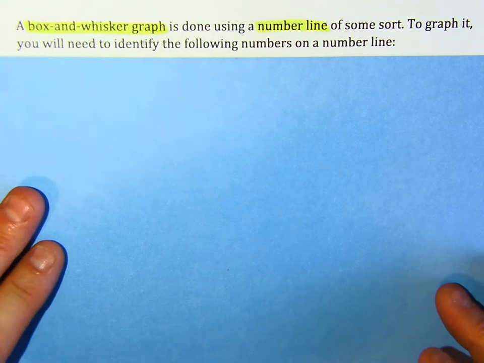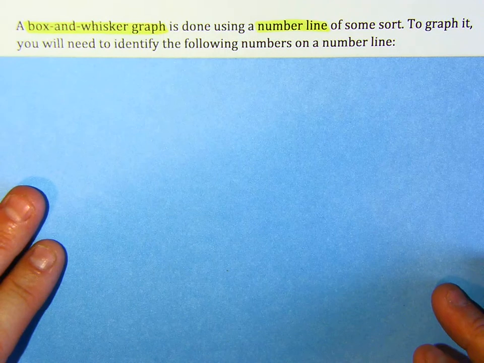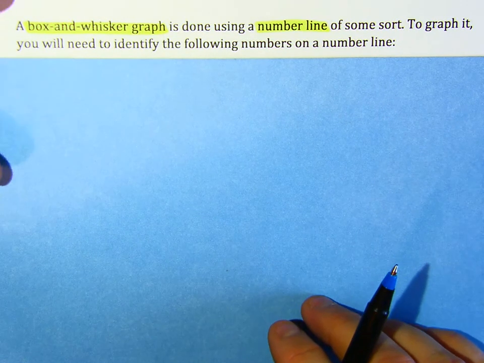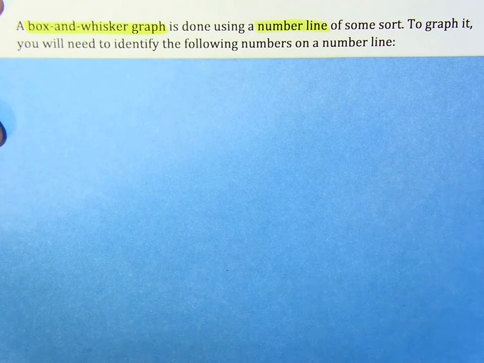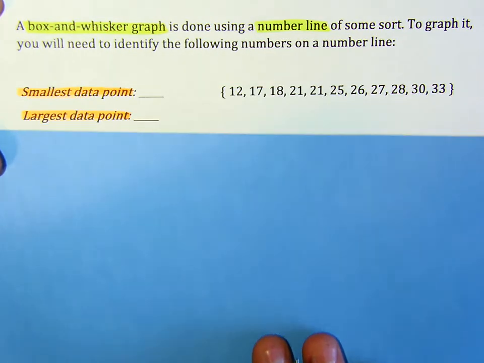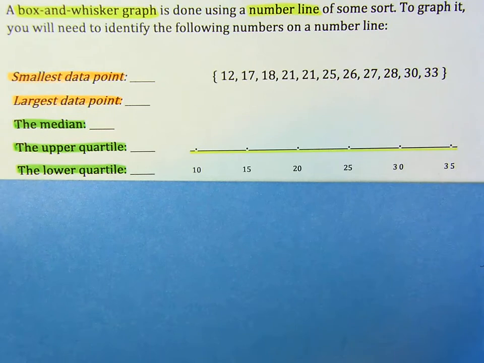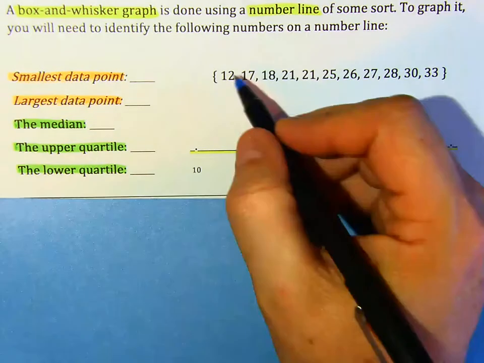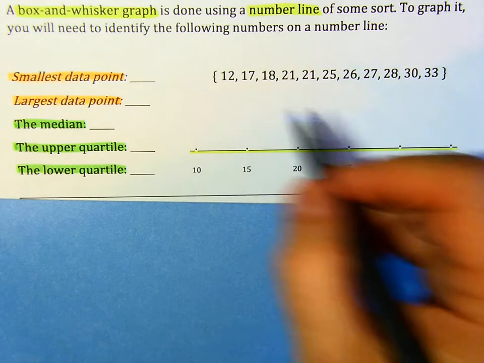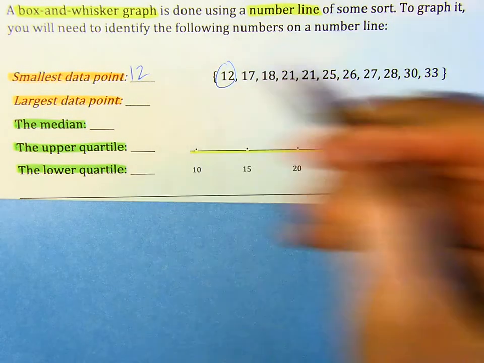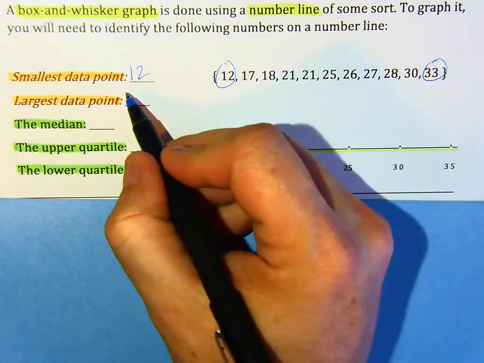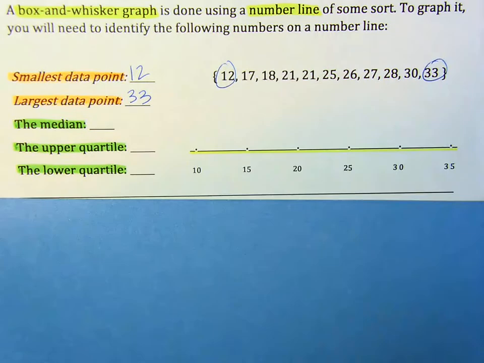Now let's do a box and whisker graph on the number line, and we'll do it together and talk right through this. So this hopefully won't take too long. And I've got some data already prepared for us. So the smallest data point, and these are already in order. So the smallest number, 12. The largest number, 33. If I subtract those, I get the range.